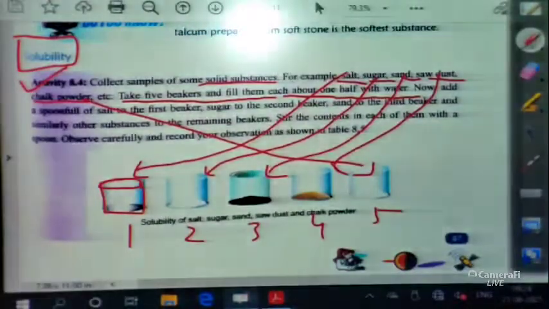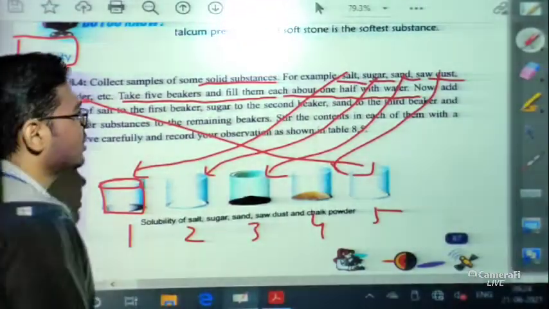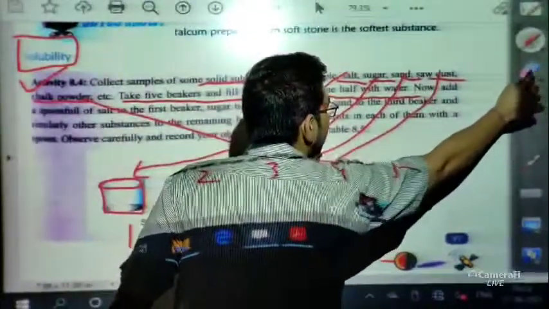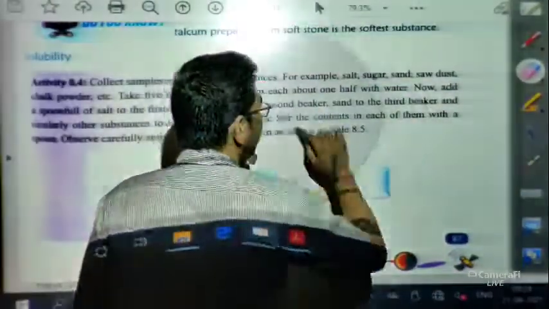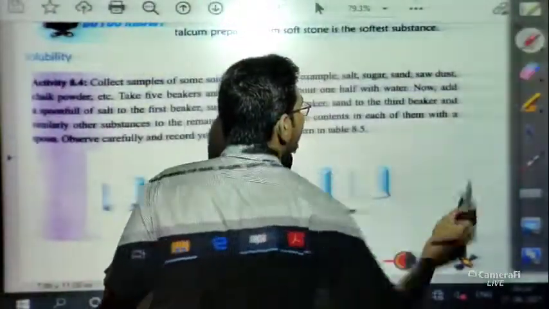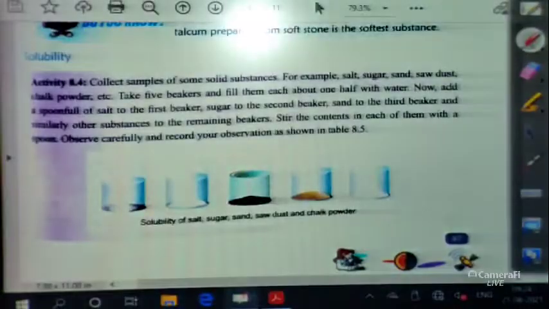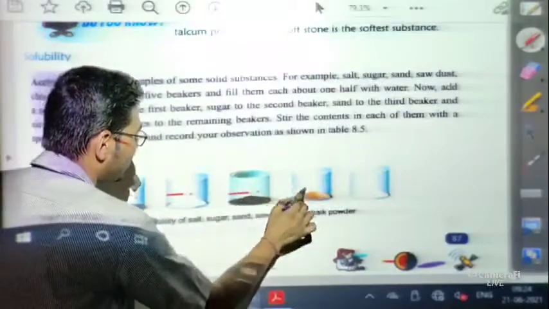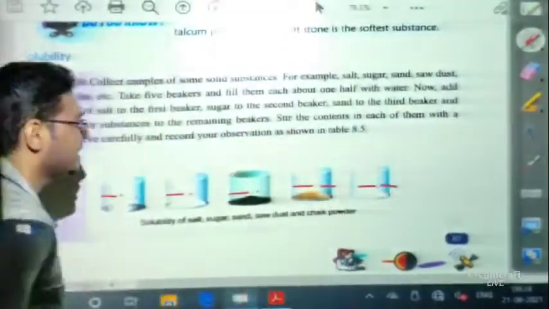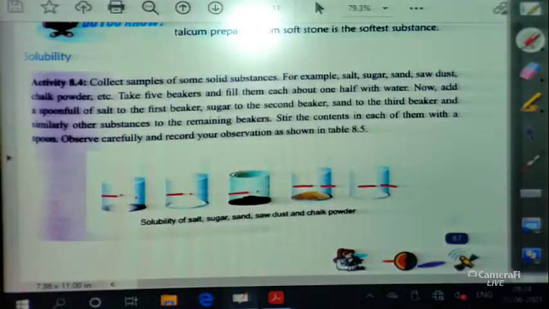So we have taken 5 beakers and different solid substances, and each beaker is half filled with water, the same amount of water in each beaker. Now just have a look.